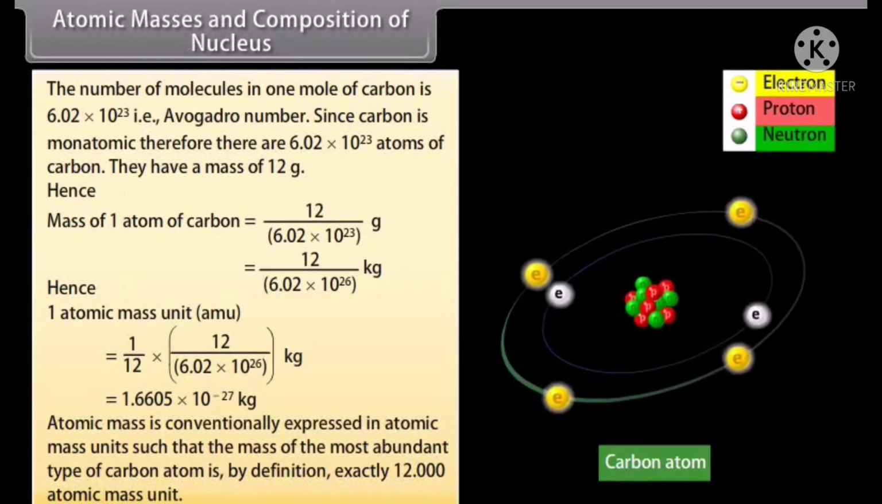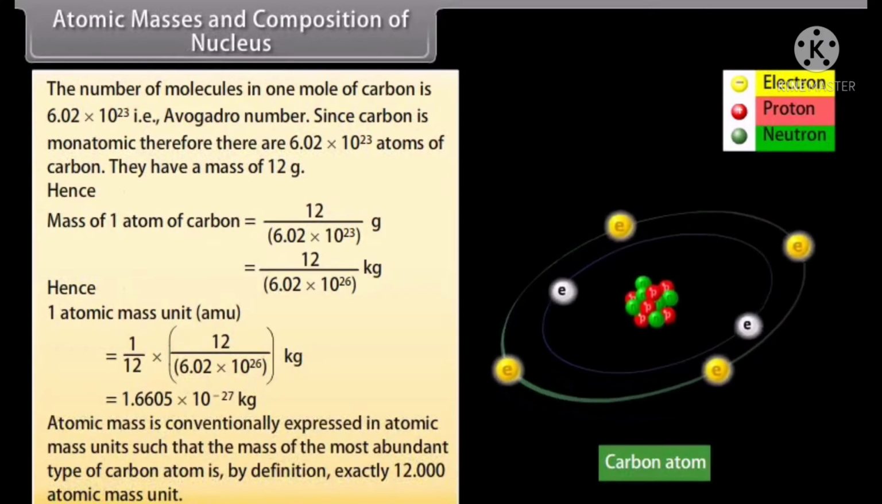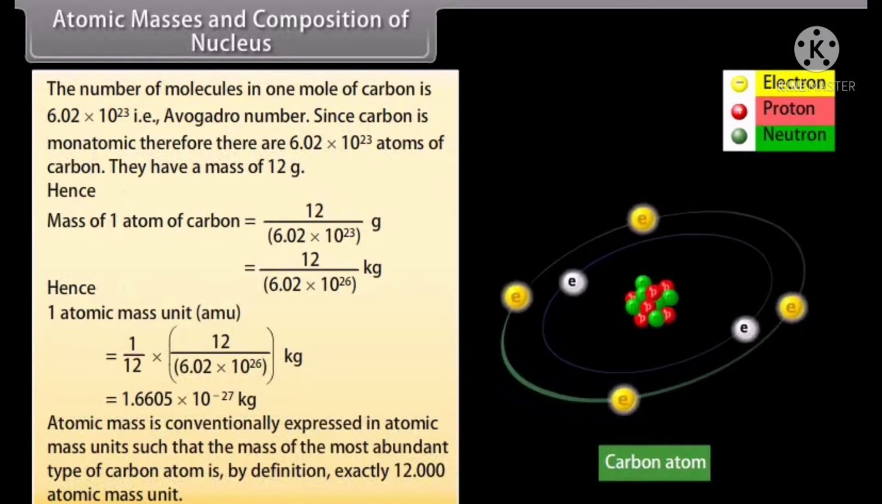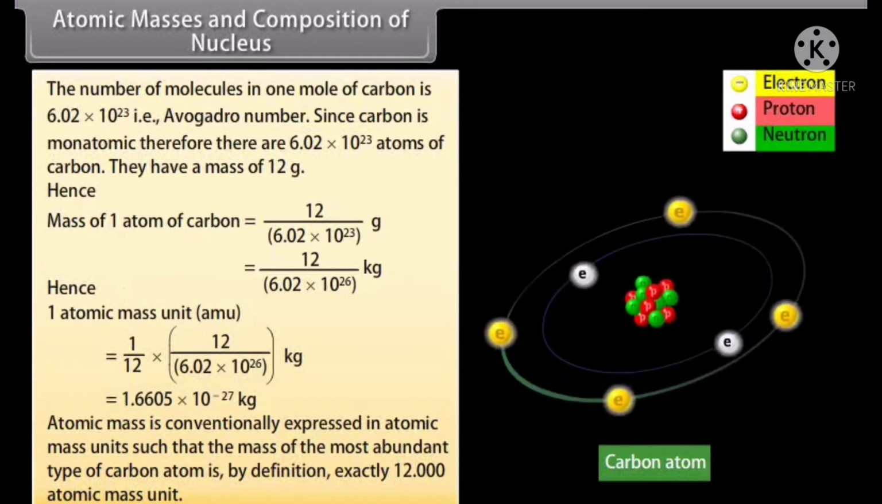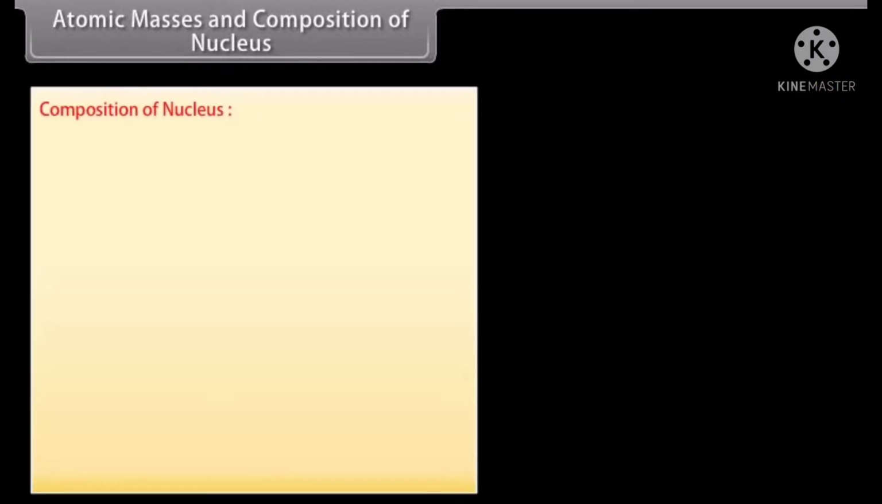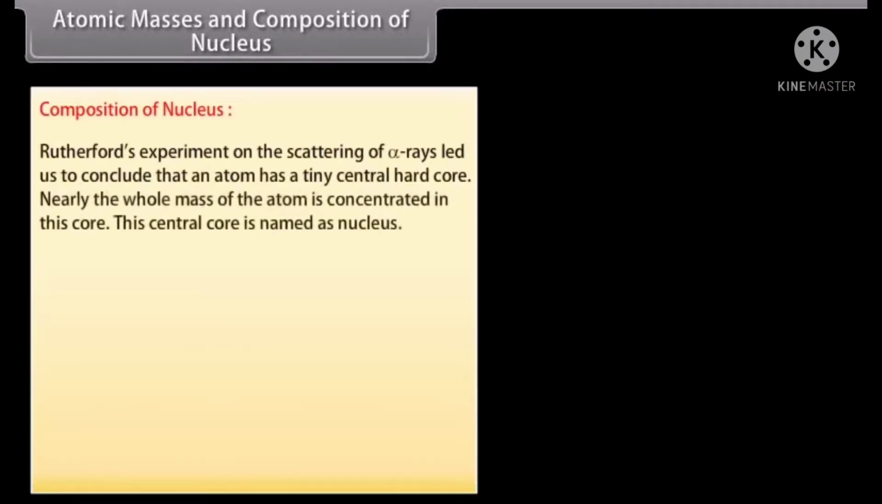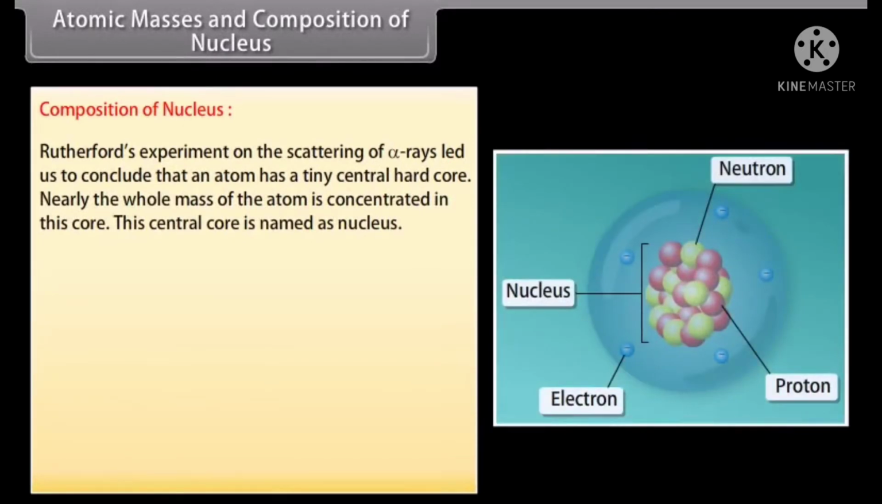Atomic mass is conventionally expressed in atomic mass units, such that the mass of the most abundant type of carbon atom is, by definition, exactly 12 atomic mass units. Composition of nucleus. Rutherford's experiment on the scattering of alpha rays led us to conclude that an atom has a tiny central hard core. Nearly the whole mass of the atom is concentrated in this core. This central core is named as nucleus.